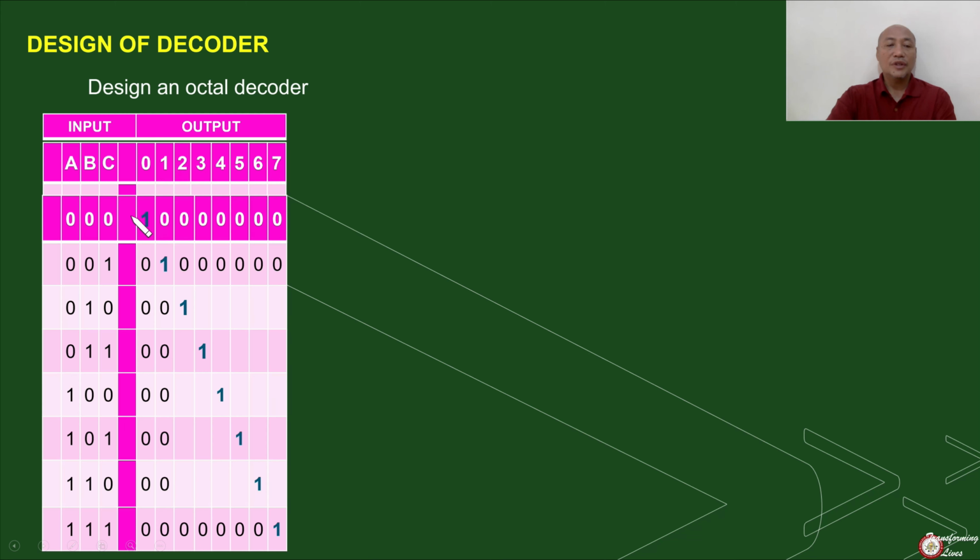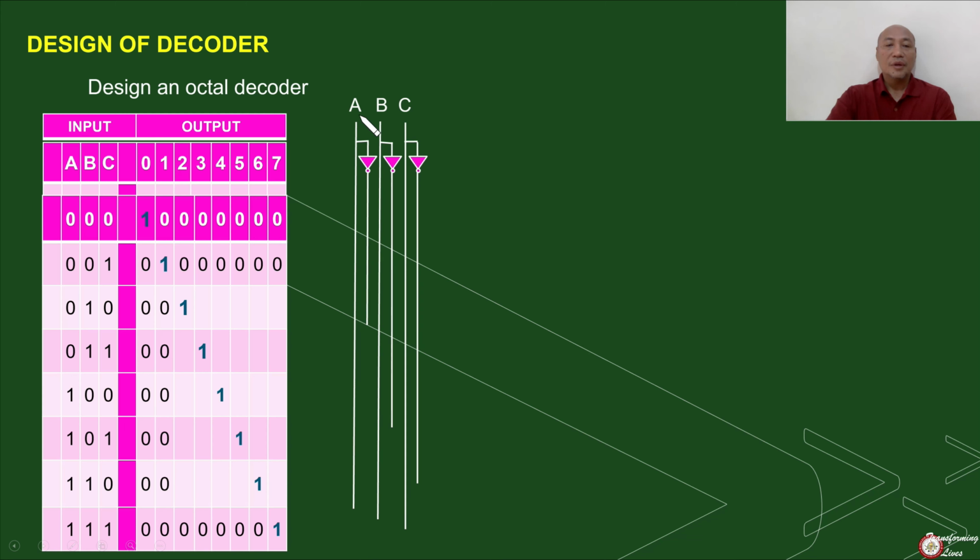So what's the equation here? Since each output has only one 1, output 0 will be equal to A prime, B prime, C prime. 1 will be equal to A prime, B prime, C. 2 will be A prime, B, C prime, until we reach 7, which is A, B, and C. Each is only a minterm.